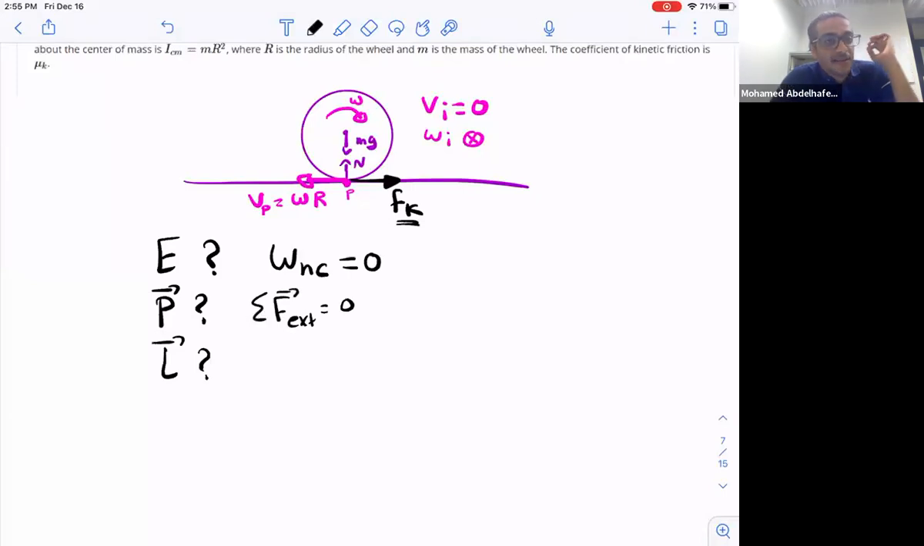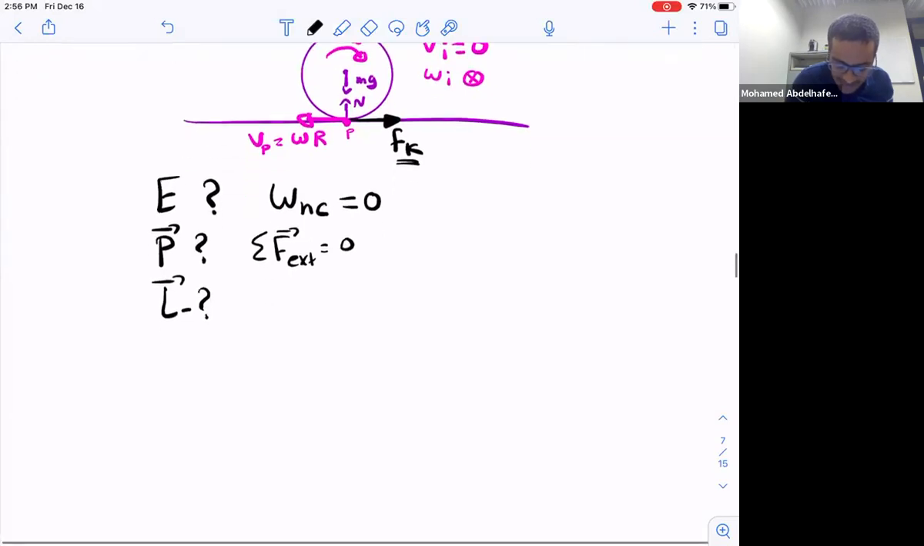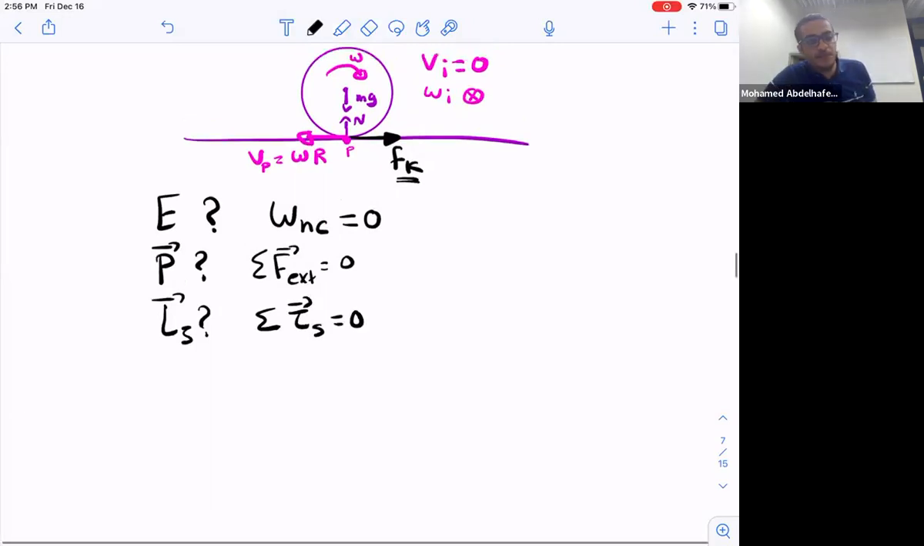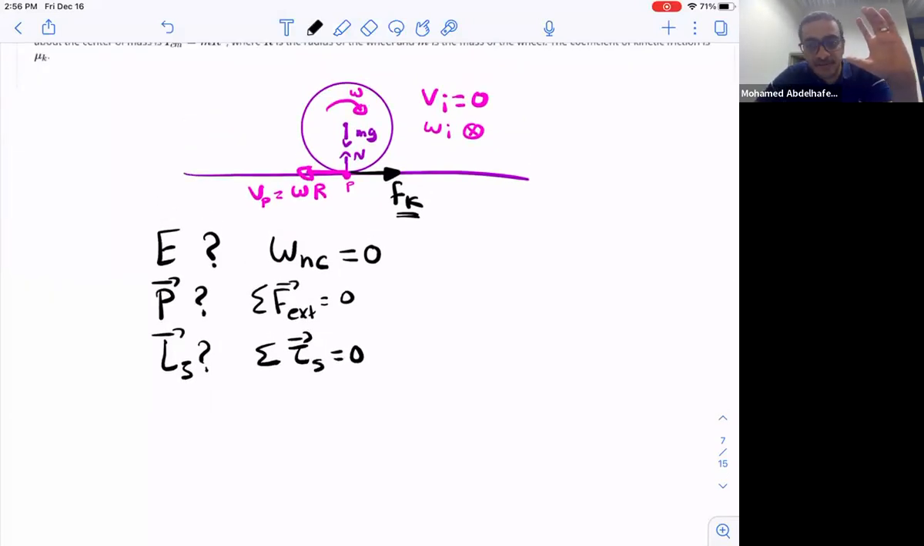And when is angular momentum conserved? I need to find the point. Angular momentum is a little trickier than the others, because you need to find the point. Angular momentum is about a point in space. So we say angular momentum about a point S. You need to find the point S such that there is no torque about this point. So these are the three conditions.